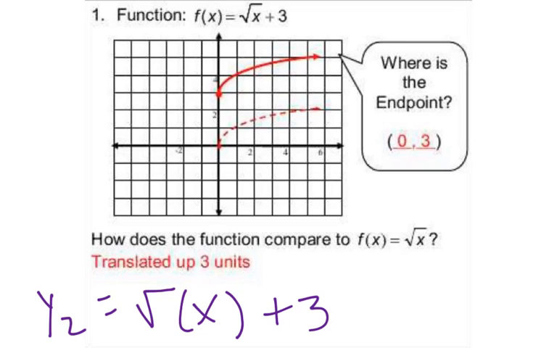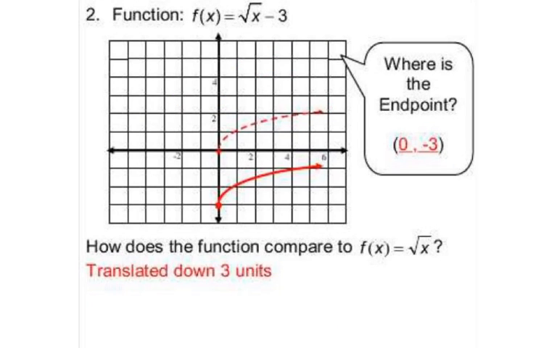Where is the new endpoint? Well, here is your new endpoint at 0, 3. So what happened? How does it compare to the parent function? It went up 3 units. Number 2, if you went to y2 in your calculator and you put the square root of x minus 3, your graph should look like this one. Here is your new endpoint at 0, negative 3, and the way they compare is it went down 3 units.